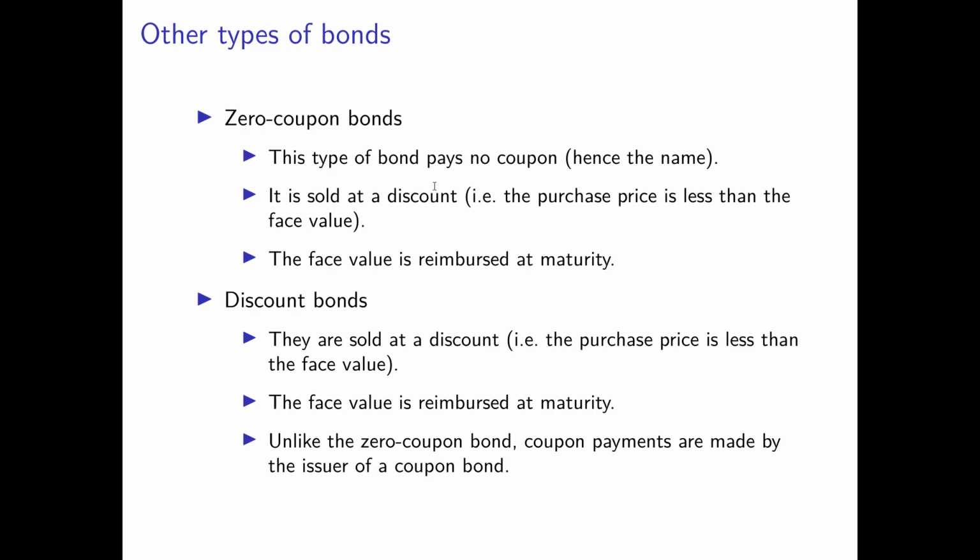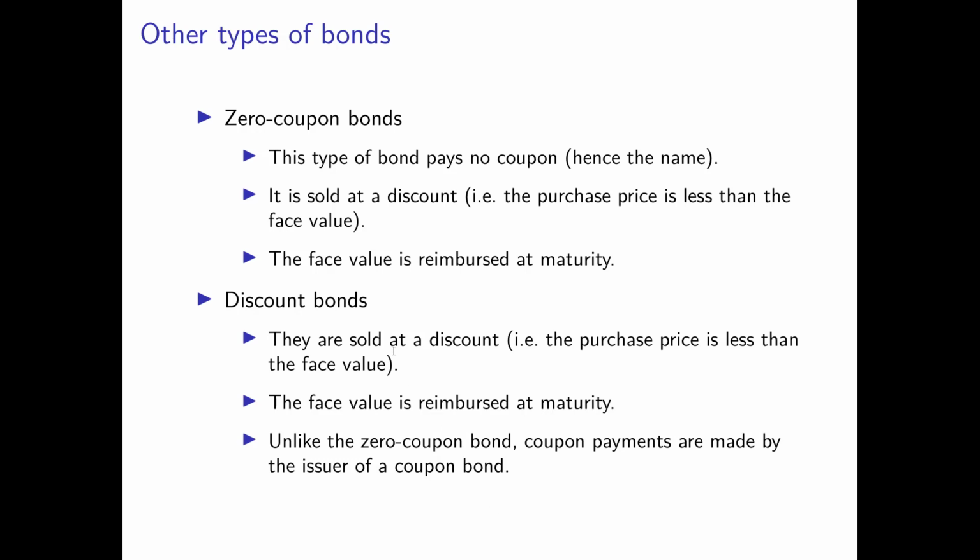A bond that is sold at a discount is a bond for which the purchase price is less than the face value. In other words, the amount of money that was borrowed when the bond was issued is less than the face value written on the bond. So this is called a discount bond actually, and we're going to talk more about discount bonds here. And the face value, of course, is reimbursed at maturity with no coupon payment made in the middle.